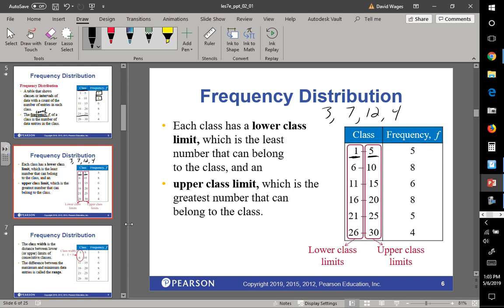Otherwise, the frequencies will include values that are replicated. When we add up the frequencies, that should sum up to the total number of data pieces that we have in our set.